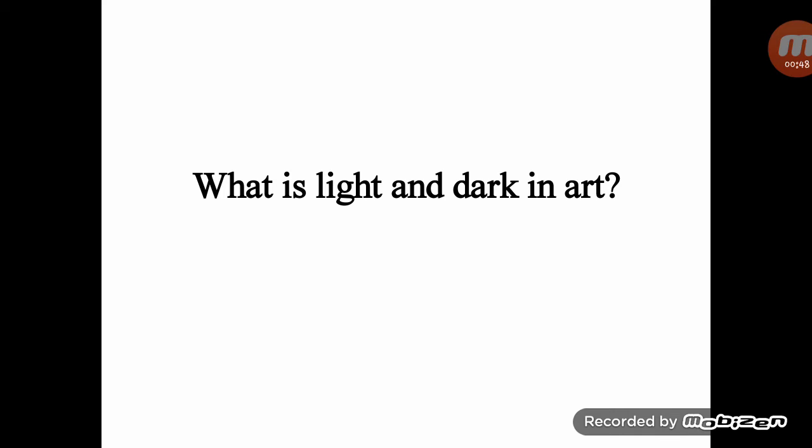What is light and dark in art? Chiaroscuro refers to the use of light and dark to create the illusion of three-dimensional volume on a flat surface. The term translates to light dark, chiaro meaning bright or clear, and scuro meaning dark or obscure.